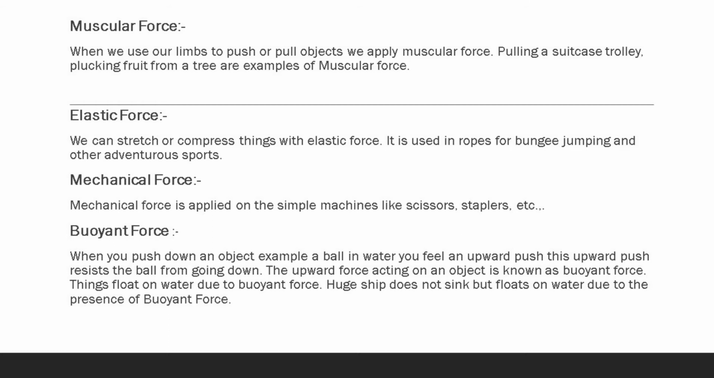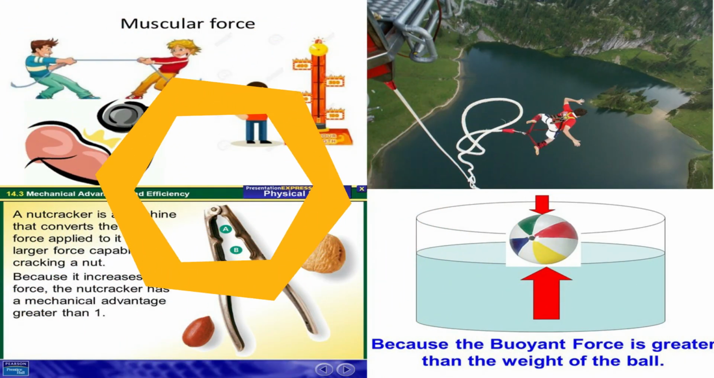The upward force acting on an object is known as buoyant force. Things float on water due to buoyant force. Large, huge ships do not sink but float on water due to the presence of buoyant force. Or when you are diving in the swimming pool, you do not go inside the pool. A force is there which is throwing you back from the water, and this force which is throwing you upward is the buoyant force.